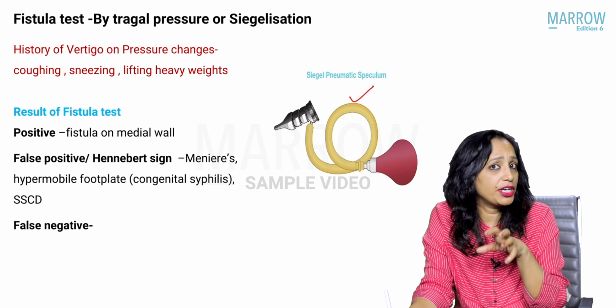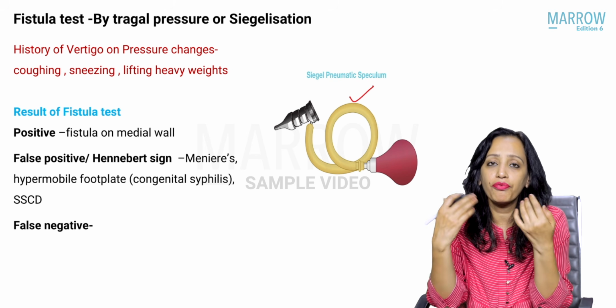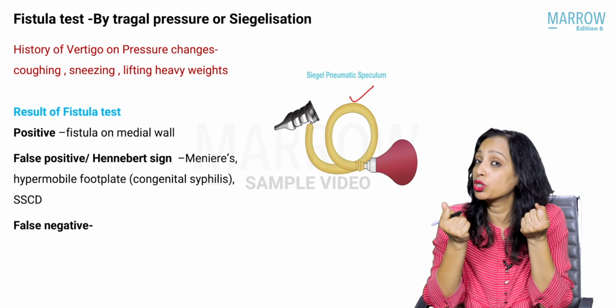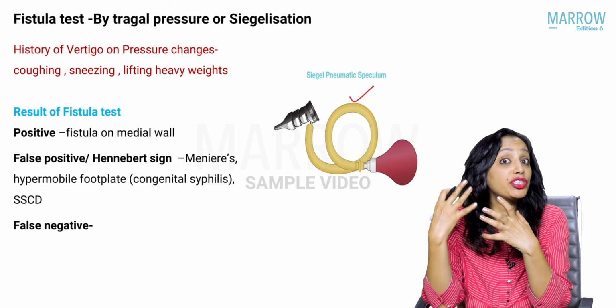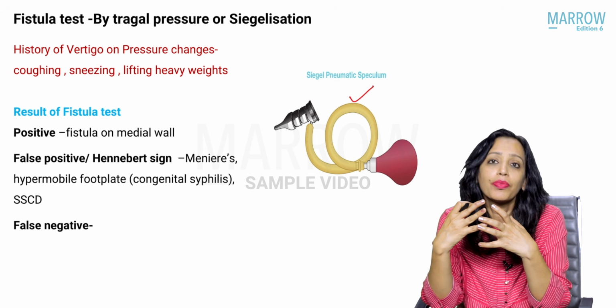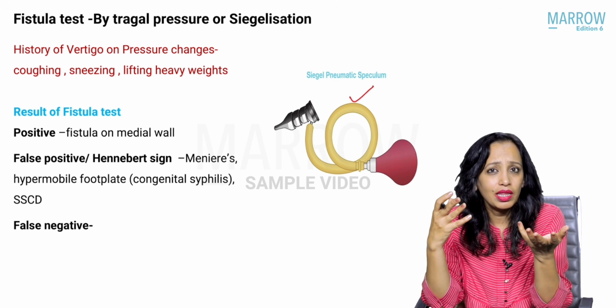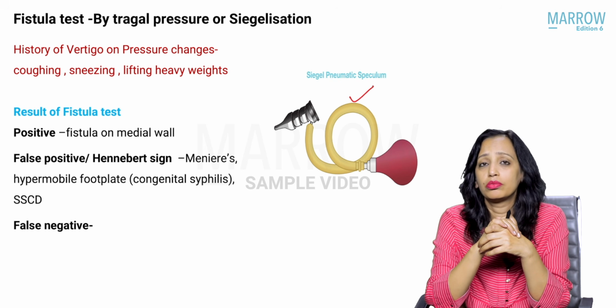Now, whenever a patient has come to us with a complaint of vertigo on coughing, on sneezing, on pressure changes, on lifting heavy weights, on straining, all on Valsalva, all this indicates that whenever there are pressure changes in the inner ear, then the patient has vertigo. Normally, coughing and sneezing increase the pressure of the middle ear, but do they lead to vertigo?